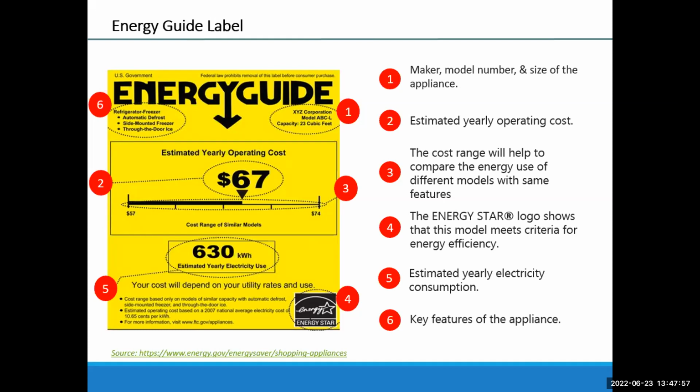And number 4, the Energy Star logo, shows that this model meets the criteria of energy efficiency. And number 5 is estimated yearly electricity consumption. That consumption, when you multiply it with the tariff rate, gives you the energy cost also. And number 6 gives the key features of the appliance.